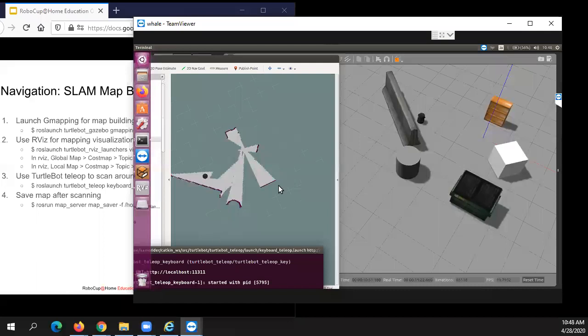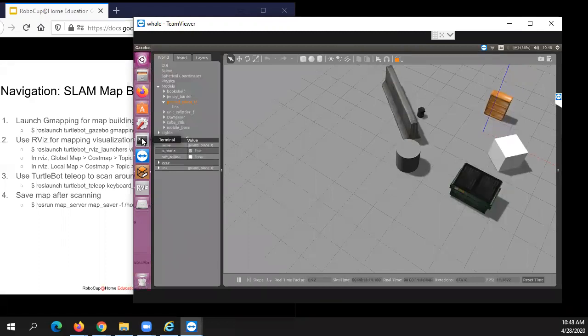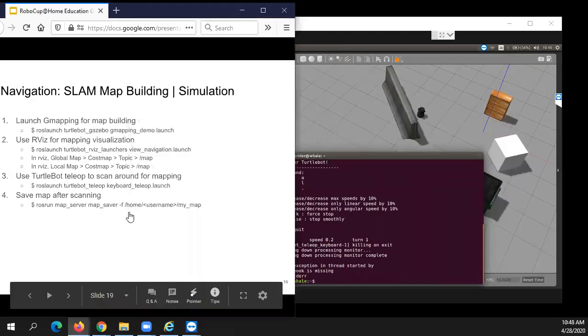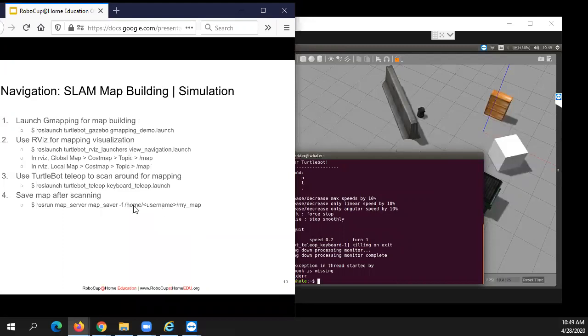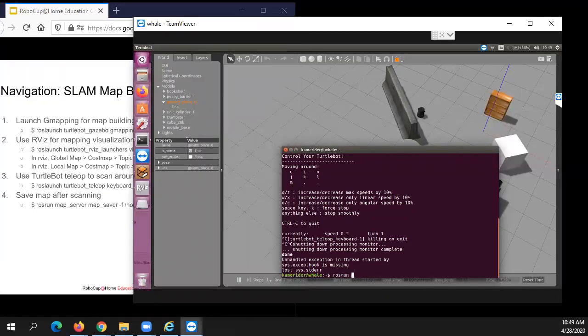Okay, so try to imagine this data, all the boundary. Once I have this, I'm going to save the data. For the map saving, you can put it in the home directory, which is the easiest path for you to find your map. I can remember, it's the ROS map_server map_saver.